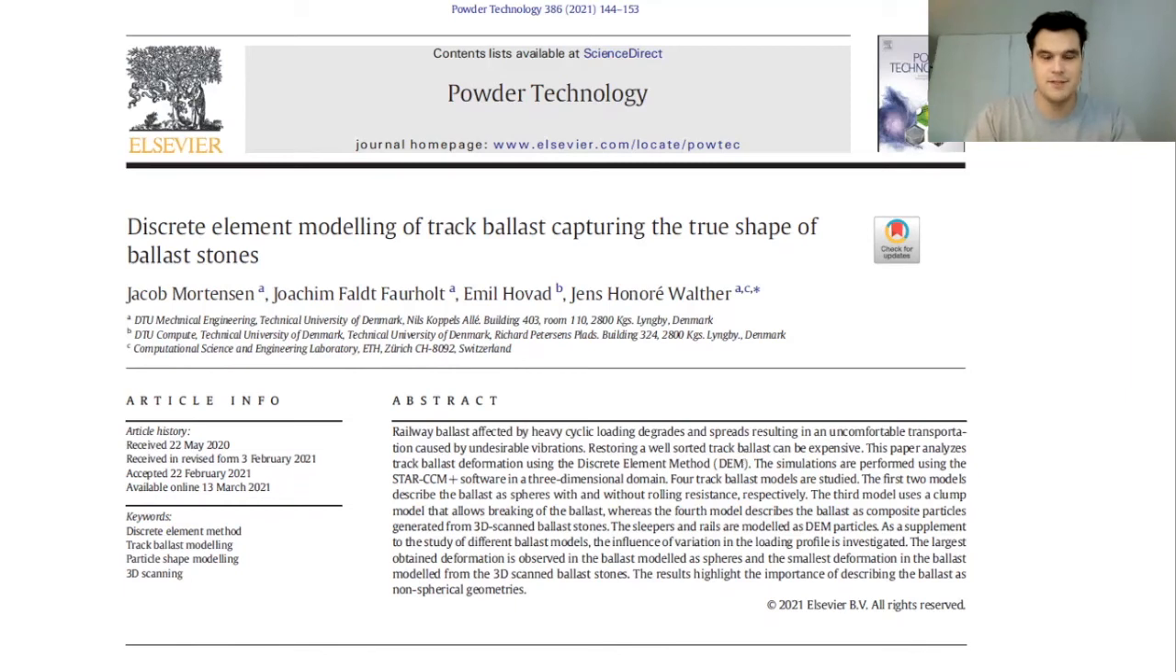Hi, my name is Jakob Mortensen, and I would like to give you a short introduction to the paper "Discrete Element Modeling of Track Ballast: Capturing the True Shape of Ballast Stones." An article that has been published in the Journal of Powder Technology, and a research that I conducted with Joachim Pauholt, Emil Hoved, and Jens Walter.